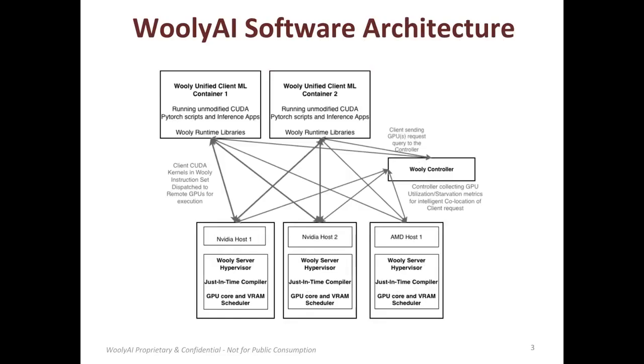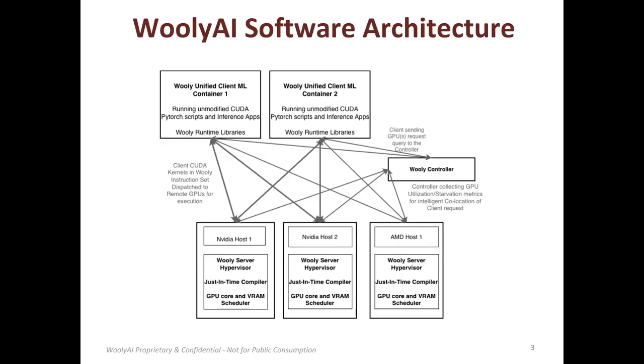WoolyAI solution comprises three key components. Wooly Client Container. Users create their ML containers using our Wooly Client Container image, available on Docker Hub. Then they bring their existing CUDA PyTorch projects and dependencies into this container. These containers can execute on CPU-only infrastructure with remote kernel execution on GPUs. They can also be run on the GPU hosts.